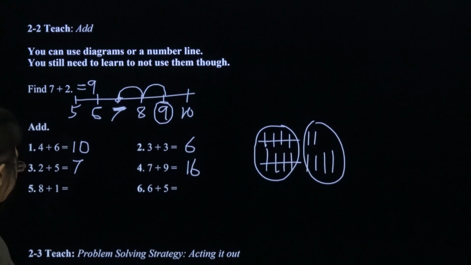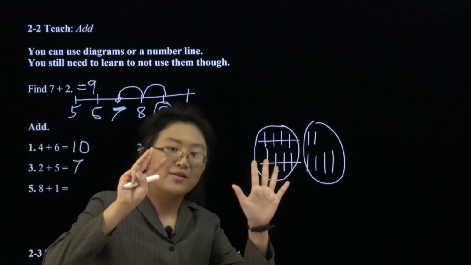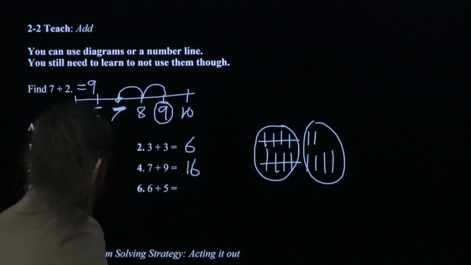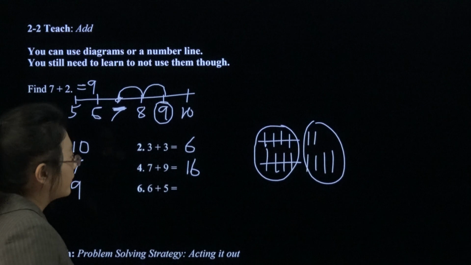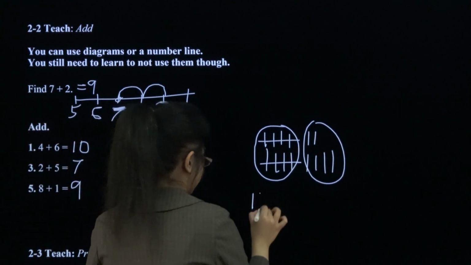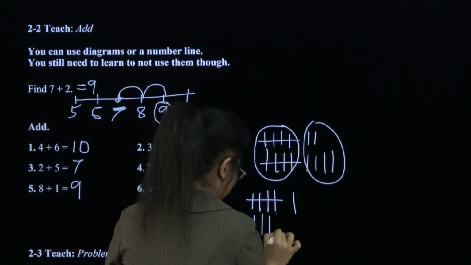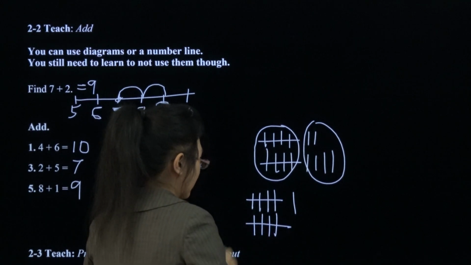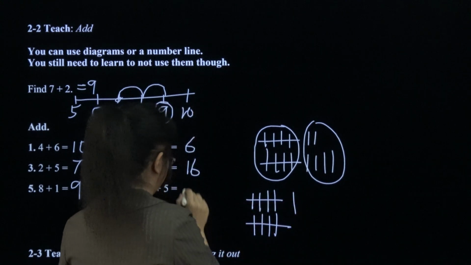8 plus 1. So you have 8, and then 1. 9. 6 plus 5. Alright, so you have 1, 2, 3, 4, 5, 6. 1, 2, 3, 4, 5. That's 1, 2, 3, 4, 5, 6, 7, 8, 9, 10, 11.